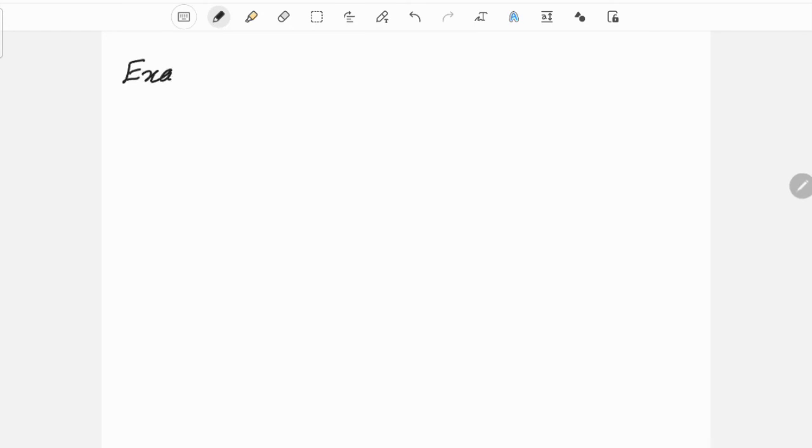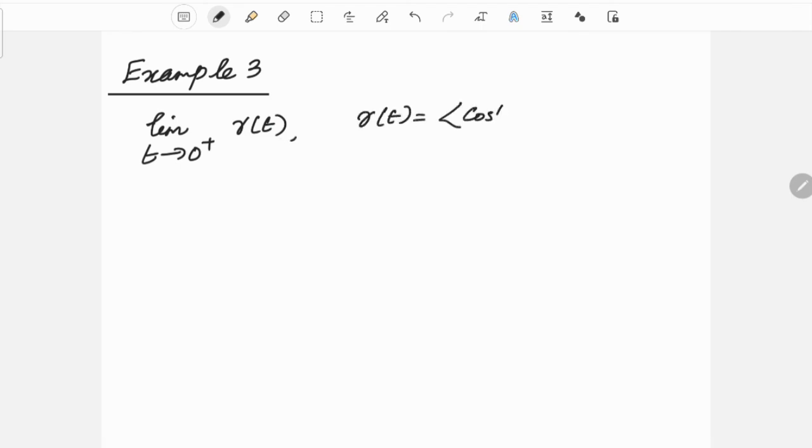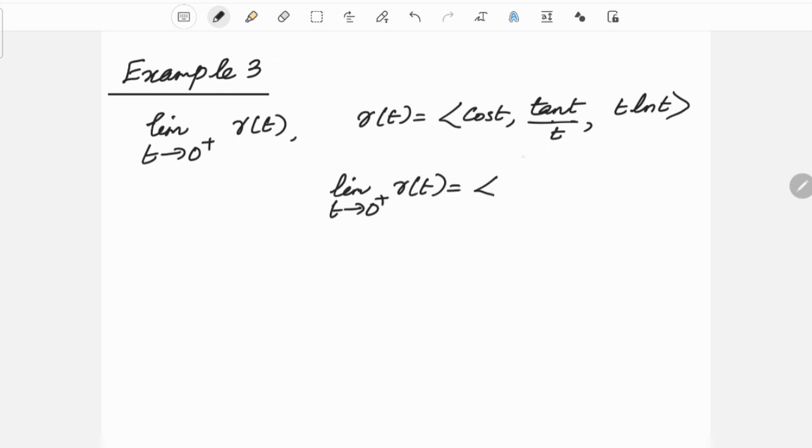One more example. Find limit t tends to 0 plus of r of t where r of t is equal to cos t i plus tan t by t j plus t ln t k, and limit t tends to 0 plus r of t is equal to limit t tends to 0 cos t, that is 1, and limit t tends to 0 plus tan t by t, that is also 1, and t ln t tends to 0, therefore the limit is i plus j, and the constant vector is i plus j.